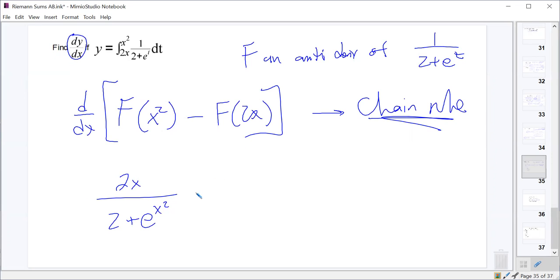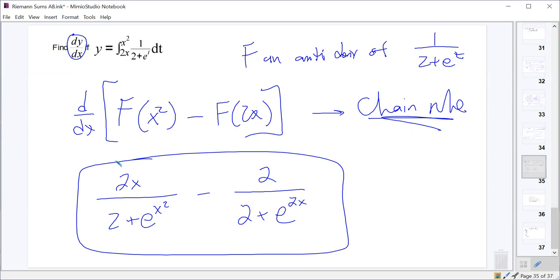But this time, the second piece of it isn't a constant, right? So we have to just do this derivative again. It's now the derivative of 2x, using the chain rule, which is 2, over 2 plus e to the t, evaluated at 2x. And that would be our answer: 2x over 2 plus e to the x squared minus 2 over 2 plus e to the 2x. Good or no? Yeah, good. All right. Wonderful.